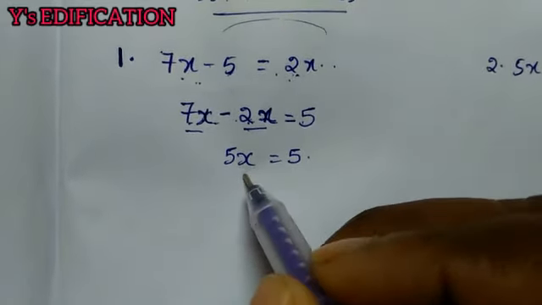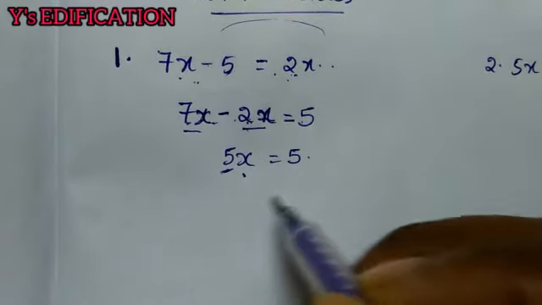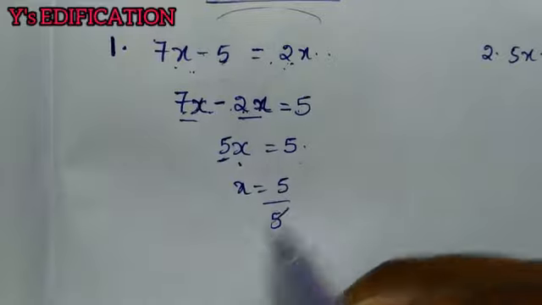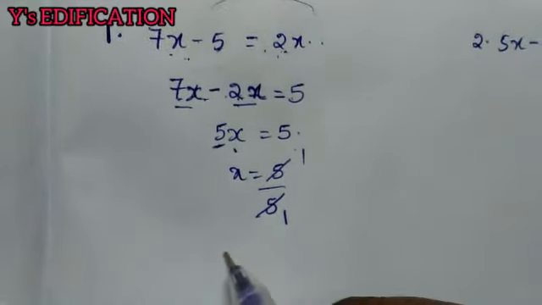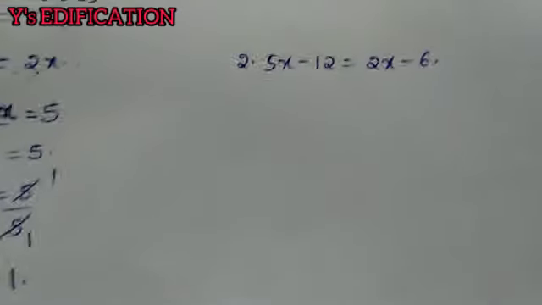Now we want only the x value here. So what we have to do? We have to transpose this 5 to the RHS side. So that means x is equal to 5 by 5. Now we can cancel, 5 into 1, 5 into 1. So x is 1. Okay, let's see the second one.